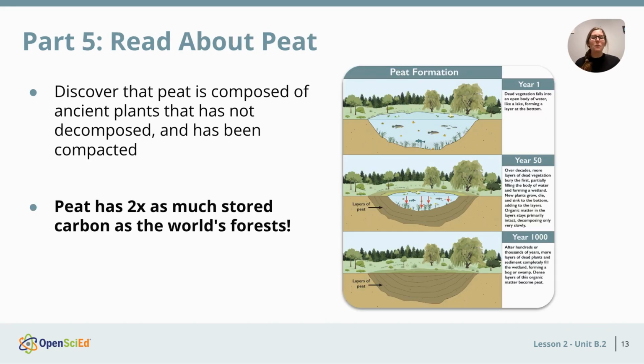Part 5, we're going to read about peat, discover what it is made of and how it is created. We discover that peat is composed of ancient plants that have not decomposed and have been compacted for up to thousands of years. And we're going to learn that peat has 2 times as much stored carbon as all of the world's forests. So there's a lot of stored carbon and stored energy in peat.